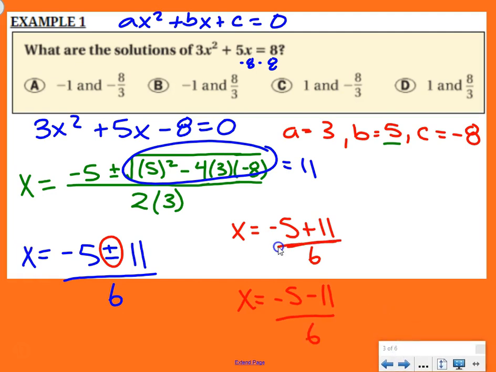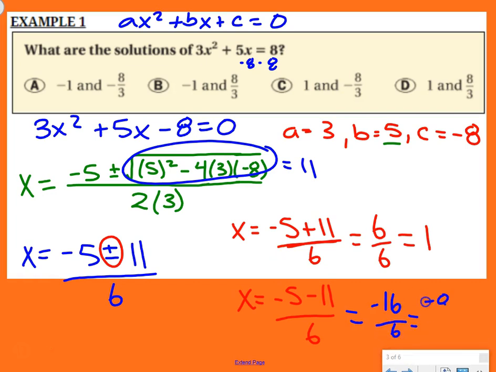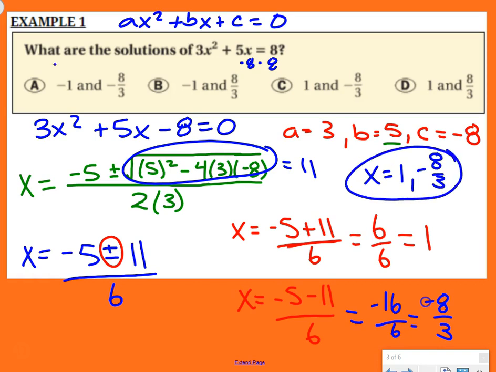Evaluate. Negative 5 plus 11 equals 6, divided by 6 equals 1. So 1 is one solution. And then negative 5 minus 11 equals negative 16 over 6. That can reduce to negative 8 over 3. So our two solutions are 1 and negative 8 thirds. Find that answer. It's not A, it's not B, it is C.